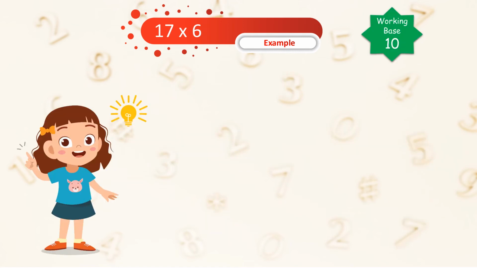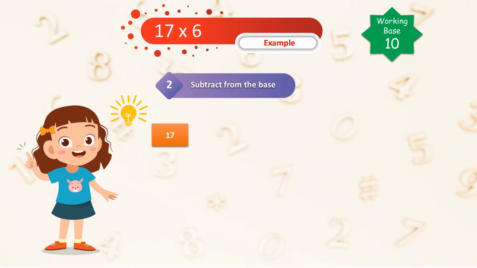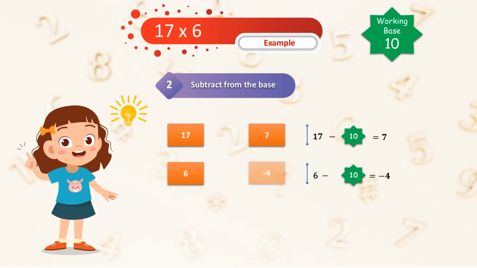Step 2, we have to subtract 17 and 6 from the working base 10. So 17 minus 10 equals 7 and 6 minus 10 equals minus 4. Step 2 is complete.